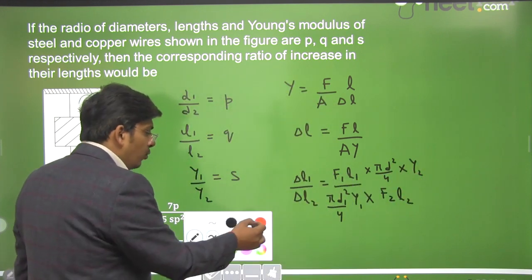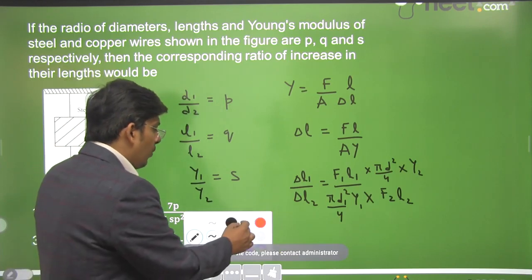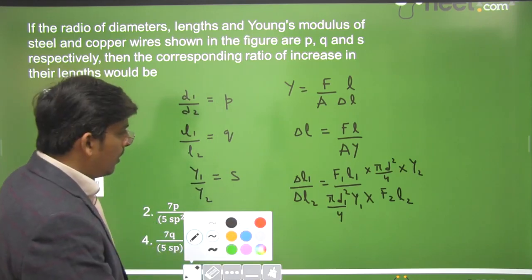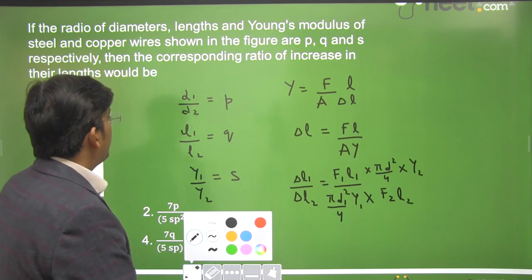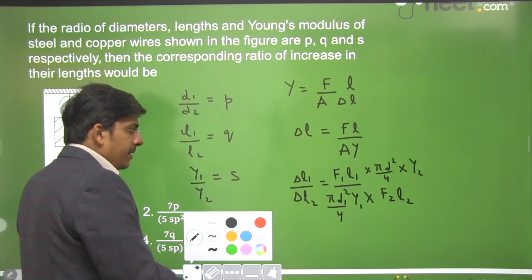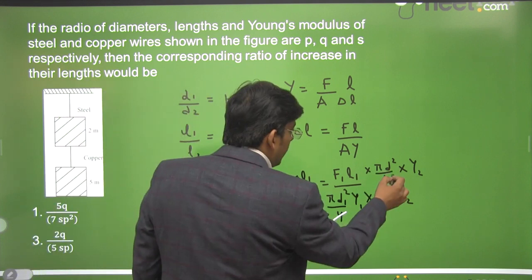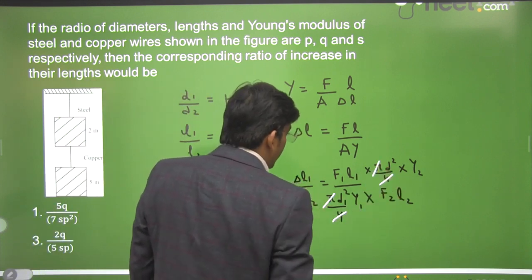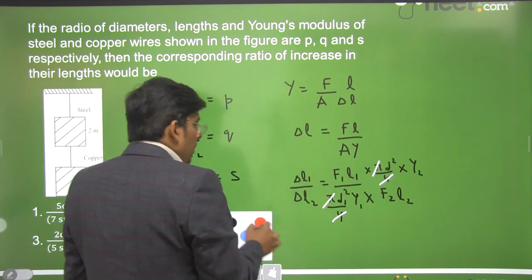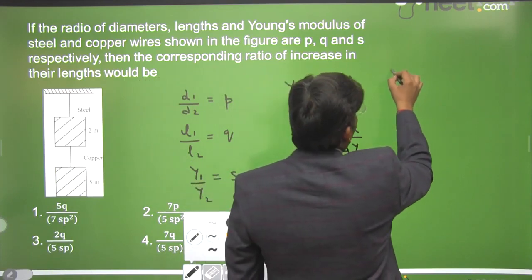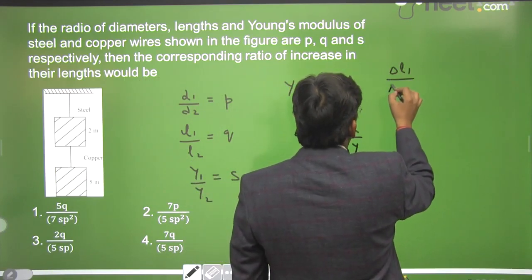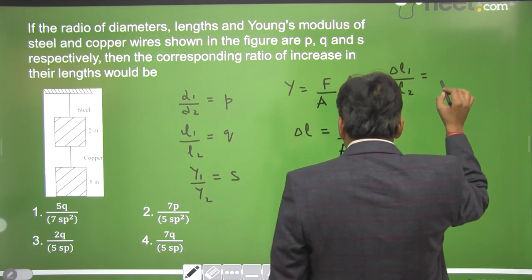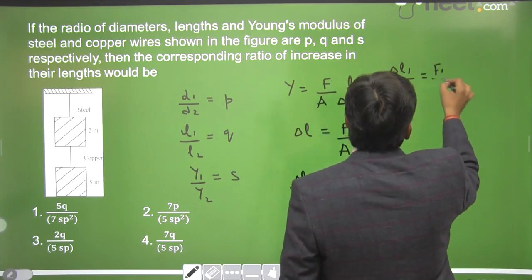Let us now cancel a few things. So let us see what is going to cancel. We have the ratio of length, Young's modulus and diameter. So 4 is going to cancel, pi is going to cancel, right? So delta L1 by delta L2 comes out to be, obviously, F1 by F2, right?